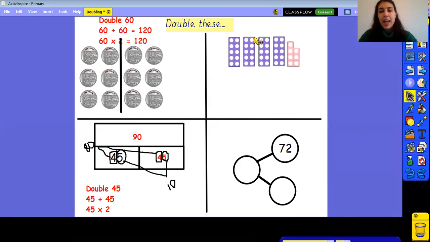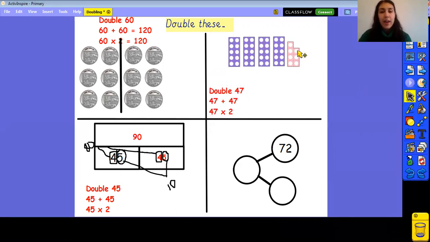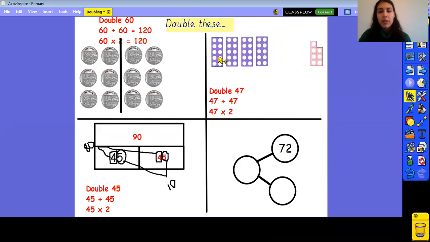Right, let's go back and have a look at this then. So I've got the number 10, 20, 30, 47. I'm starting with 47. So what I'm going to do is double 47, which is the same as saying 47 add 47, or 47 2 times. So again, we're going to have to partition it. So let's separate our 10s and our 1s.